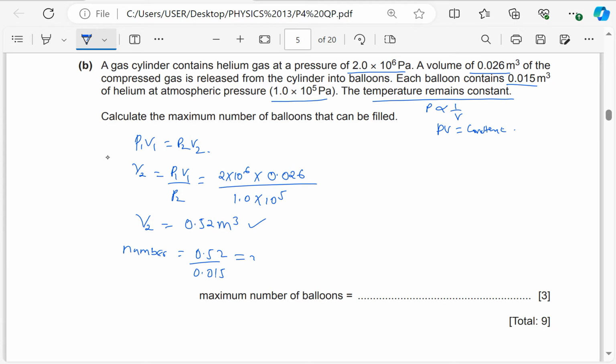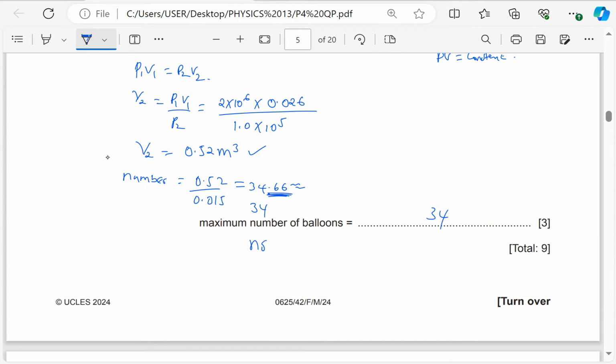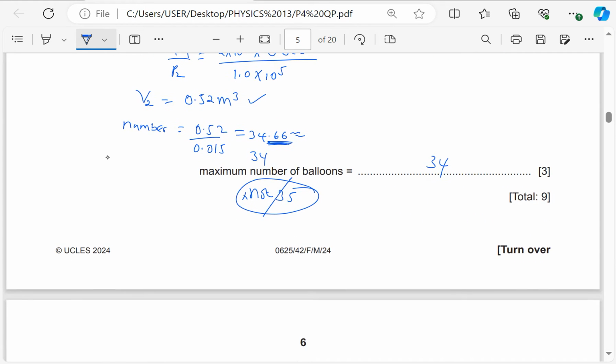34.666 recurring. So it means the 35th balloon cannot be filled. So I'll just take 34. I can't round off to 35. We cannot round off. It is not 35. You can't round off to 35 because it means for the next balloon, there is no volume that can fill it up. So we just take 34, not 35.